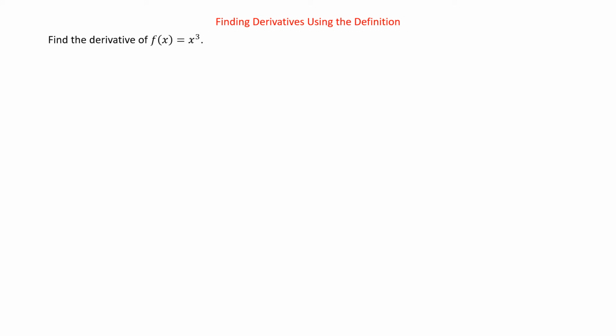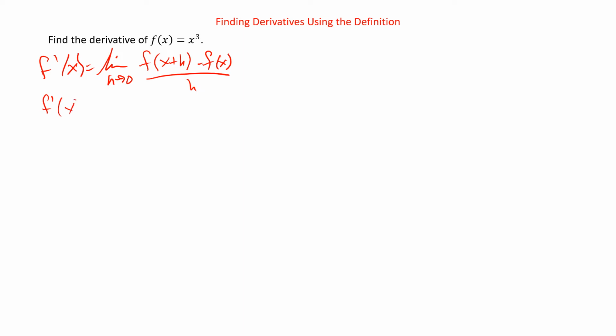So if we have a question, find the derivative of f of x equals x cubed. So to do this, we're going to use the limit definition. F prime of x will equal the limit as h goes to 0 of f of x plus h minus f of x over h. That's just the definition. Like, we haven't inserted any content there. Now we'll insert some content.